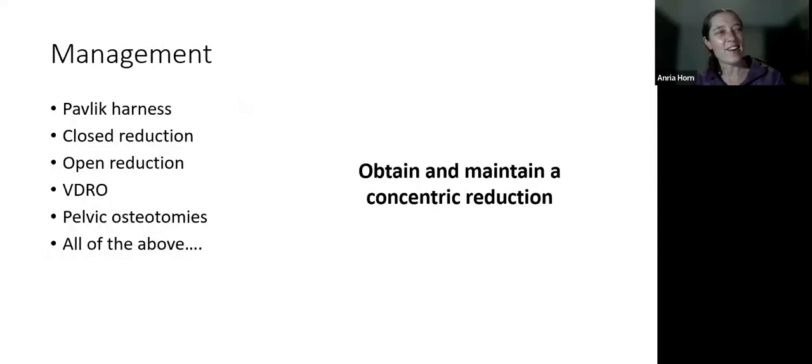Anyway, okay. So management, we've spoken about a little bit with the cases, but basically it's like a spectrum from the very young to the very old, almost like femur fractures. So Pavlik harness, closed reduction, open reduction, a shortening osteotomy, I wrote VDRO, I'm sorry, that's a mistake, pelvic osteotomies, and then of course all of the above. But basically you do what you have to do to obtain and maintain a concentric reduction. That's the rule. Regardless of the age, that is the aim.